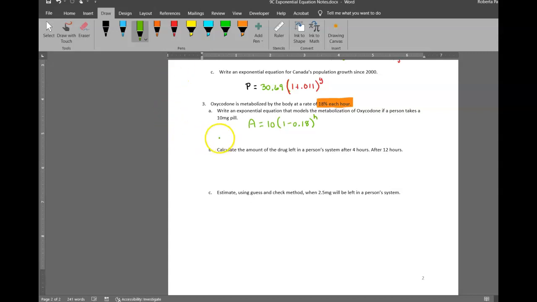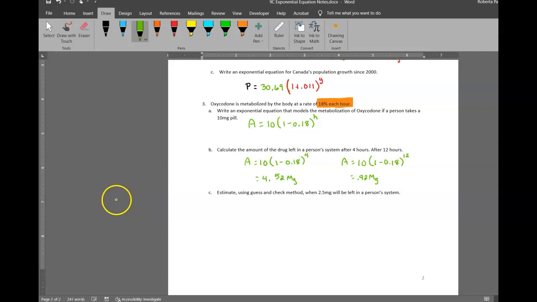And we want to calculate the amount that's in the system after 4 hours and after 12 hours. So again, a calculation for 10 times 1 minus 0.18 raised to the 4th power. We also have a calculation of 10 times 1 minus 0.18 raised to the 12th power. I'm going to calculate those out. 4.52 milligrams and 0.92 milligrams.